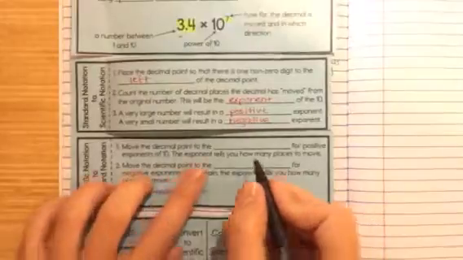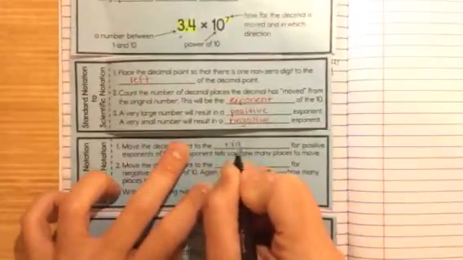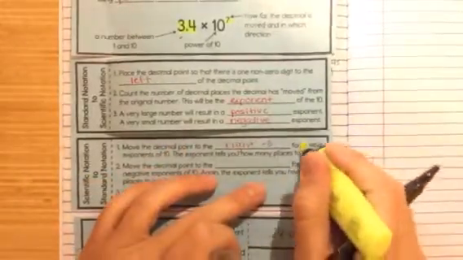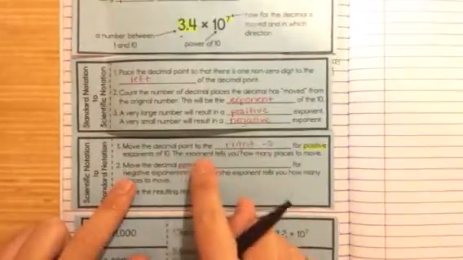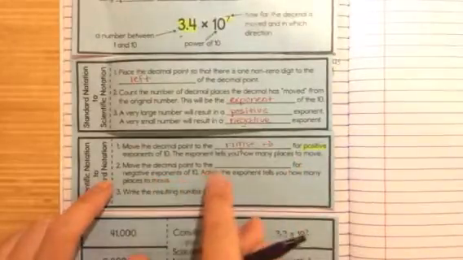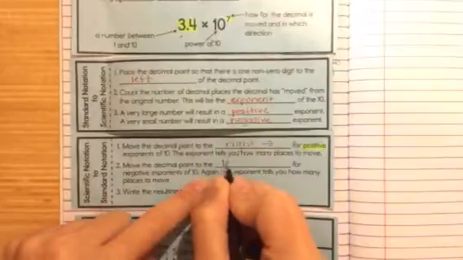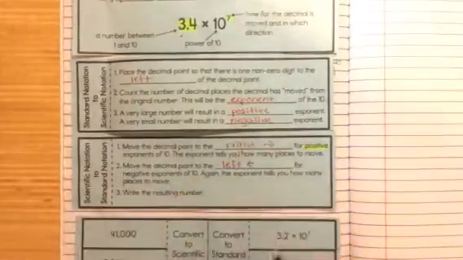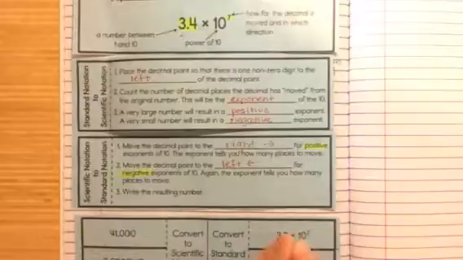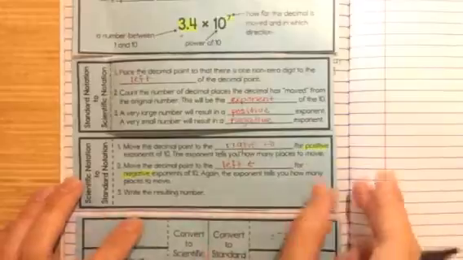You're going to move the decimal to the right, this direction, for positive exponents of 10. So again, if you're moving to the right, you are going to have a positive exponent. The exponent tells you how many places to move. You're going to move the decimal point to the left for negative exponents of 10. Again, the exponent tells you how many places to move. Remember that the exponent tells you how much you're moving, not how many zeros you're adding. And then you write the number.